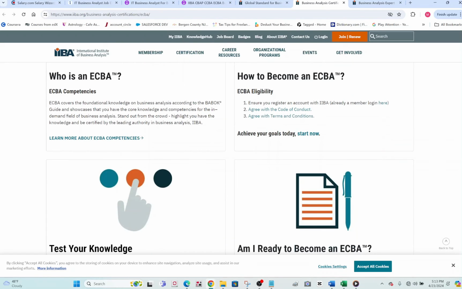Covers the foundational knowledge of business analysis according to the BABOK Guide. Showcases you have core knowledge and competency. Okay, so this is an entry level certificate, and you could get their book, the BABOK, which is like the standards of practice, right? All of these certifying organizations have practice standards that say this is how you should approach doing this work. For this organization, that book is called The Business Analysis Body of Knowledge, the BABOK. So it's kind of like the Bible for a business analyst who wants to get certified by this organization.